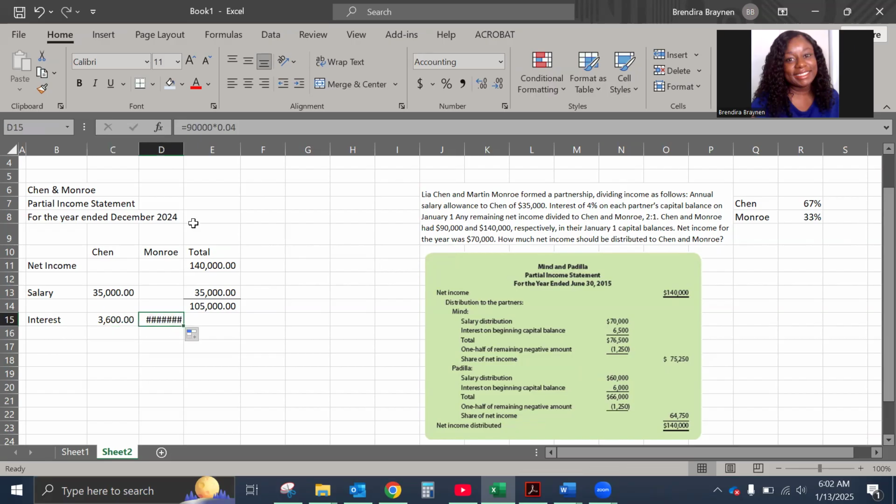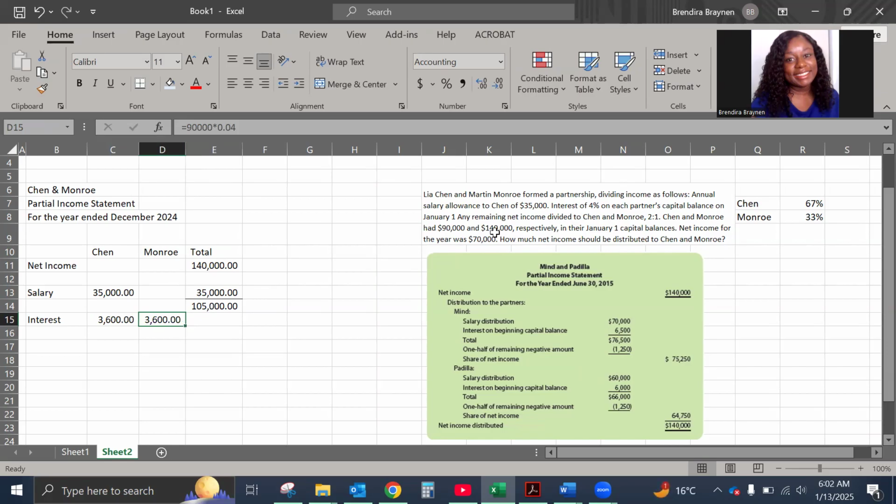And then I'm going to calculate for Monroe. Monroe was 140, so I'm going to change this to 140,000. Monroe gets 5,600 in interest. 4% of each partner's capital balance. Now make sure you pay attention.